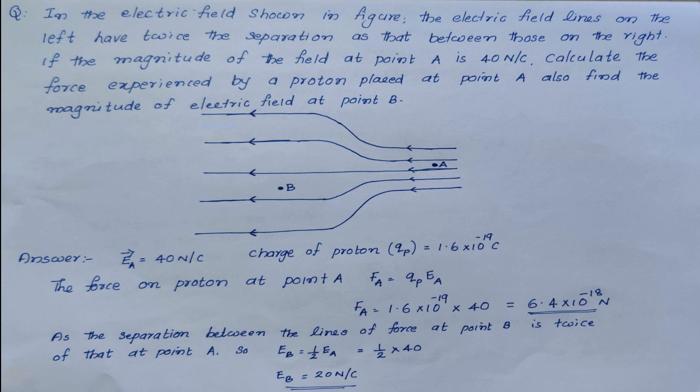Now the next question. In the electric field shown in the figure, the electric field lines on the left have twice the separation as that between those on the right. If the magnitude of the field at a point A is 40 Newton per coulomb, calculate the force experienced by a proton placed at point A. Also find the magnitude of electric field at point B.